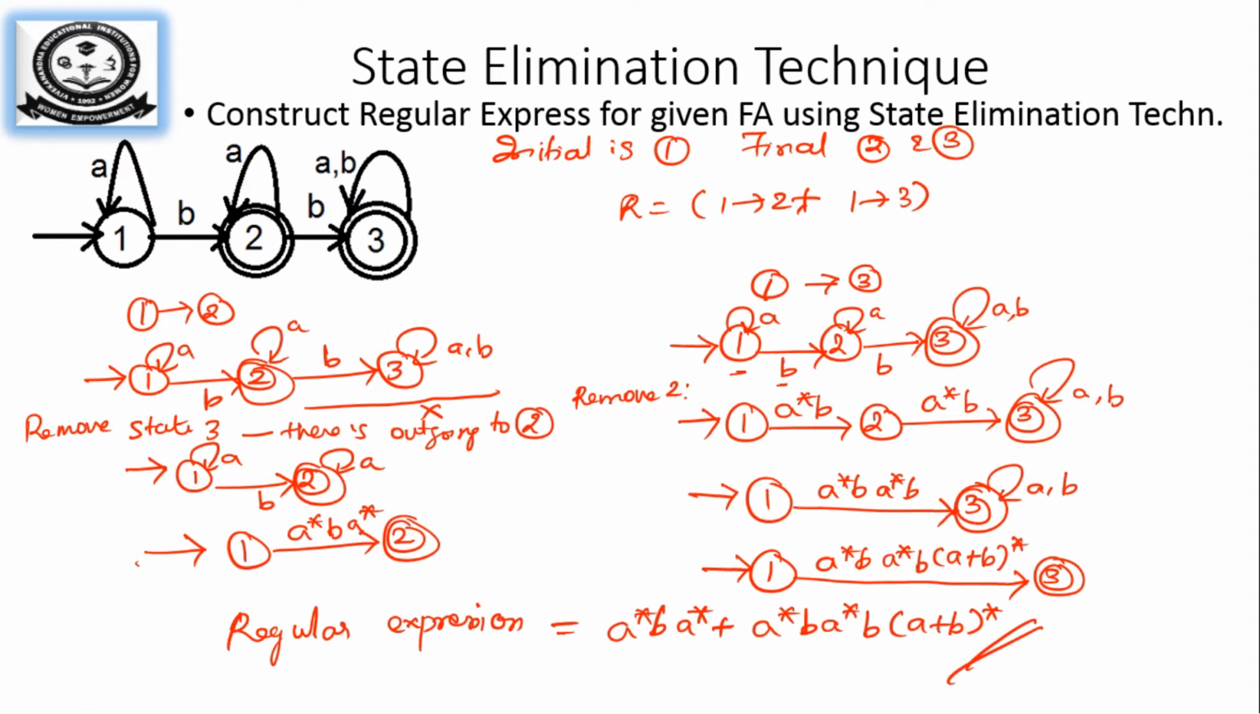So I repeat again what I have to do. If you have multiple final states, split the transition diagram for each final state. So first I am splitting 1, 2. 1 is the initial state and 2 is the final state. With that I am finding out my regular expression. Then having 1 as the initial state and 3 as a final state, and again I am finding a regular expression. Then finally I am combining these two regular expressions for the given finite automata.